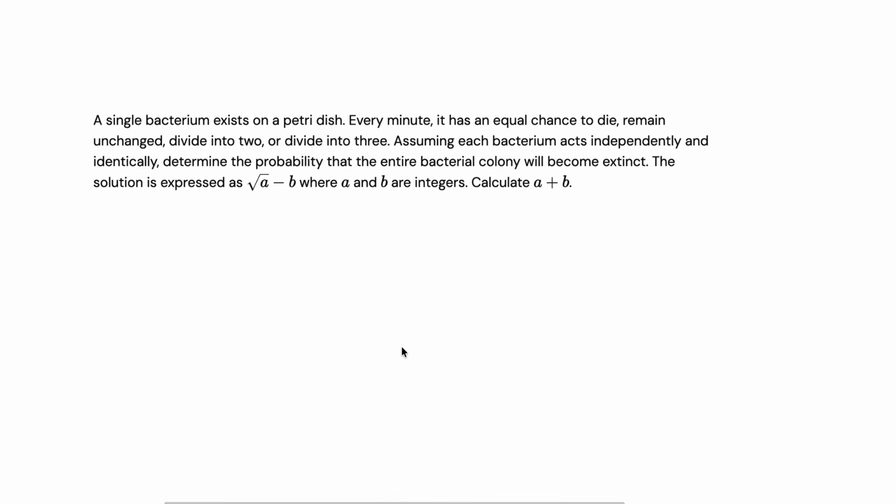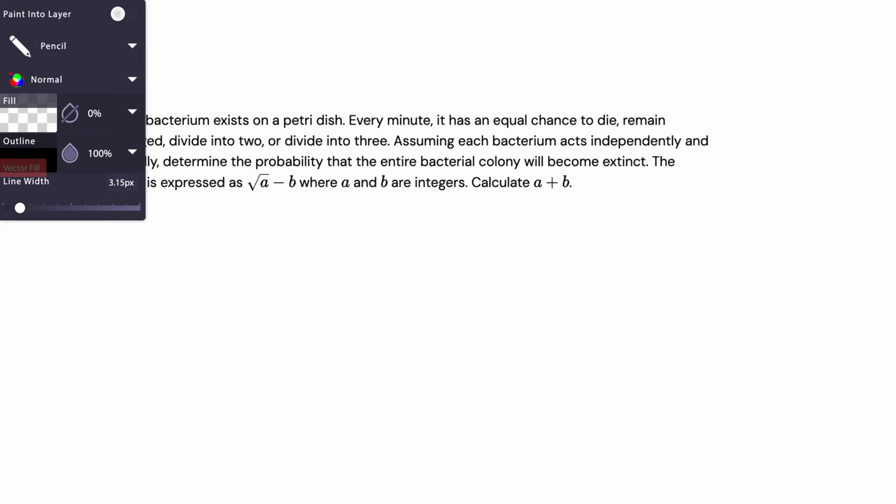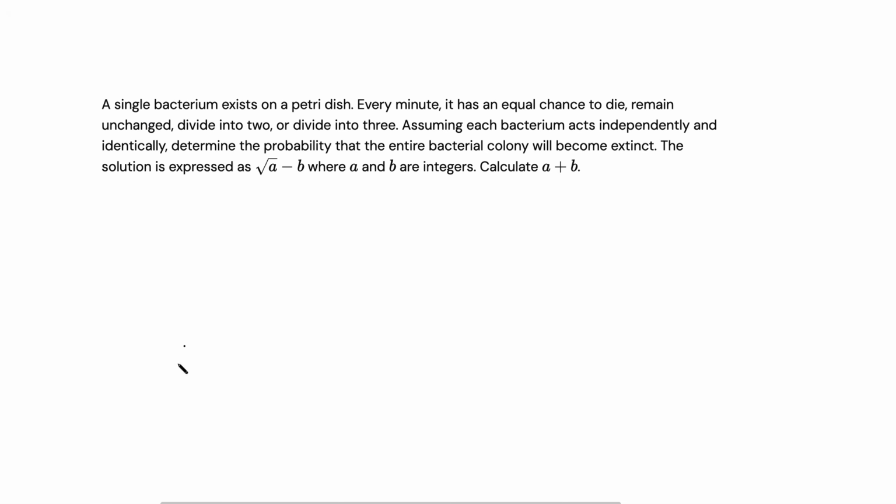A bacterium exists on a petri dish, and every minute it has an equal chance to die, remain unchanged, divide into two, or divide into three. If we assume that every bacterium acts independently and identically, determine the probability that the entire bacterial colony will become extinct.